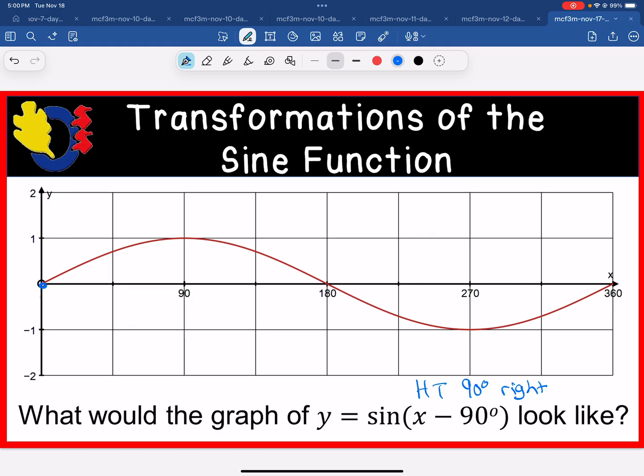So this point is going to move. Every box is 45, so every 2 boxes is 90. So this point has to move 90 degrees to here. This point has to move 90 degrees here. This point has to move 90 degrees and land here. This point has to move 90 degrees and land here. This point has to move 90 degrees, but that's off the grid, okay? So I'm just going to go ahead and connect. Okay, so that's my new curve.